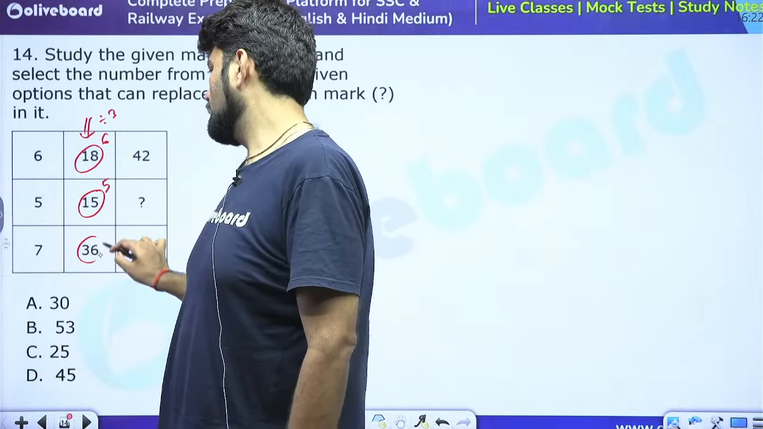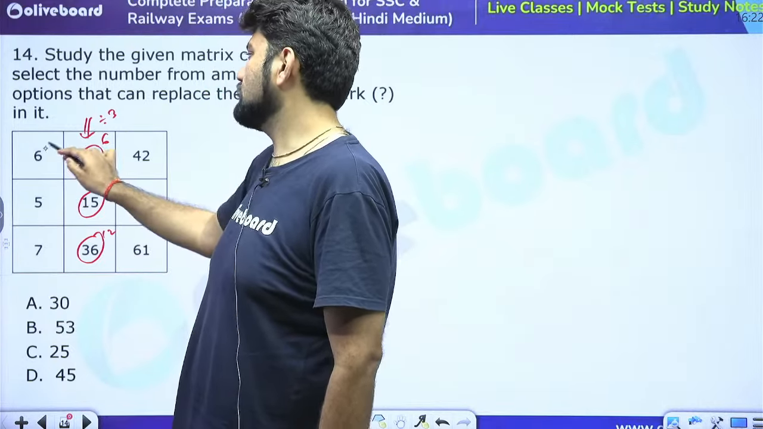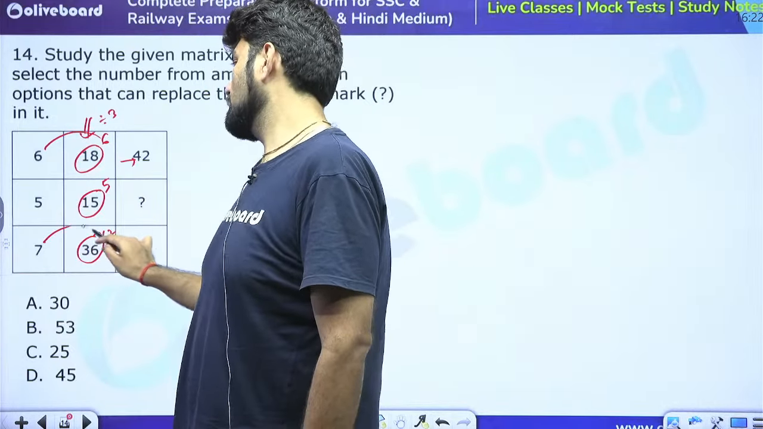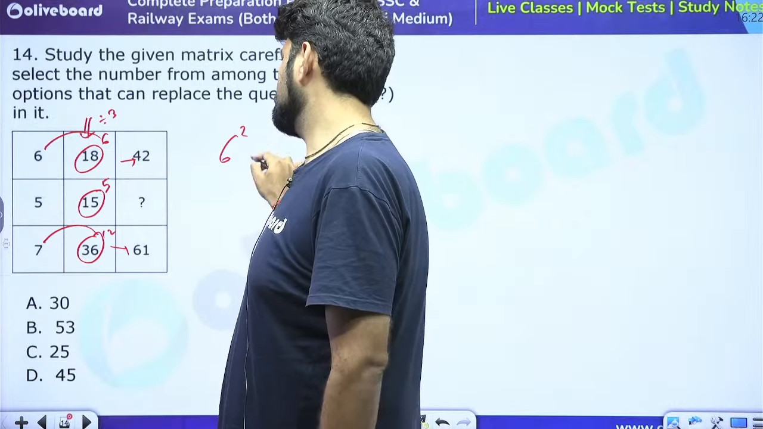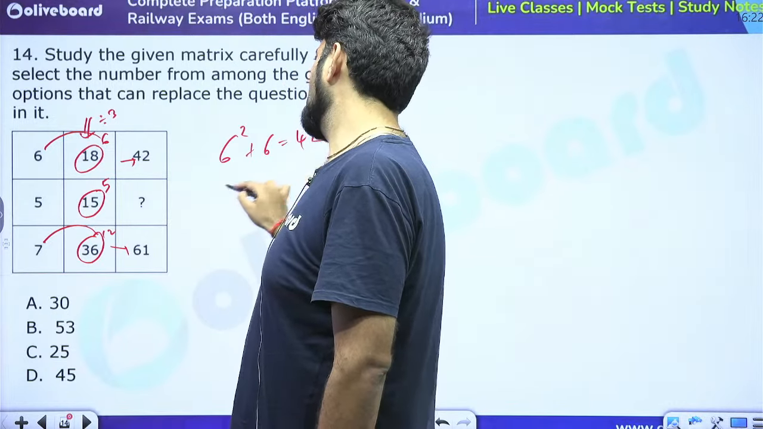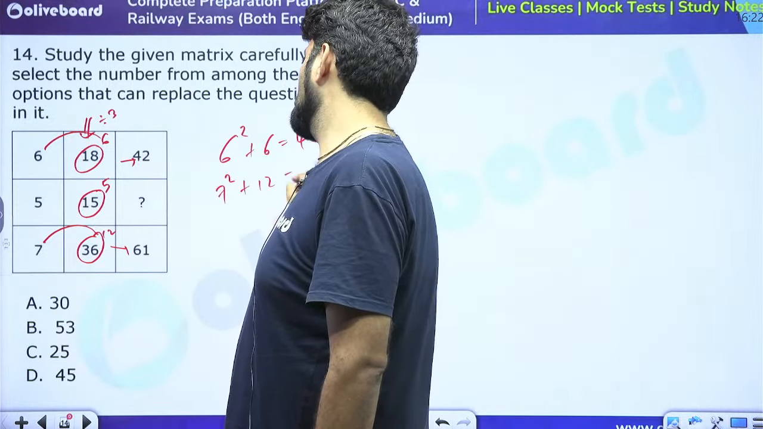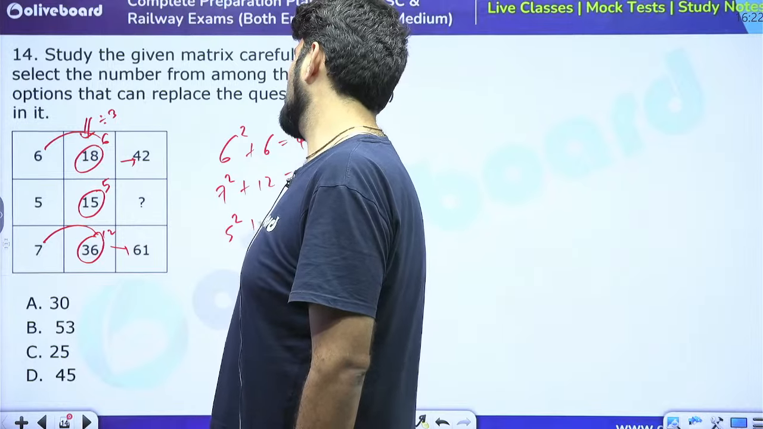And 12 here. Now if I observe 6 square plus 6 is 42. 7 square plus 12 is 61. Right? So what is 5 square plus 5? It is going to be 30.